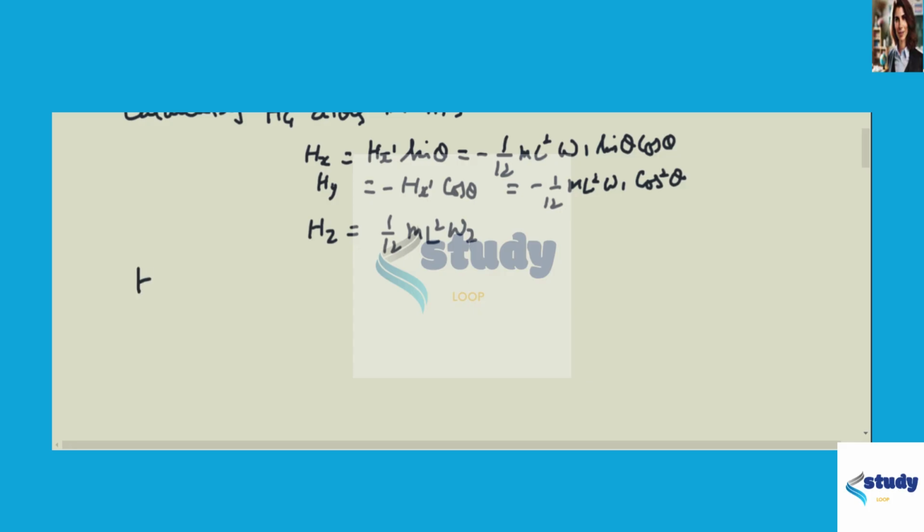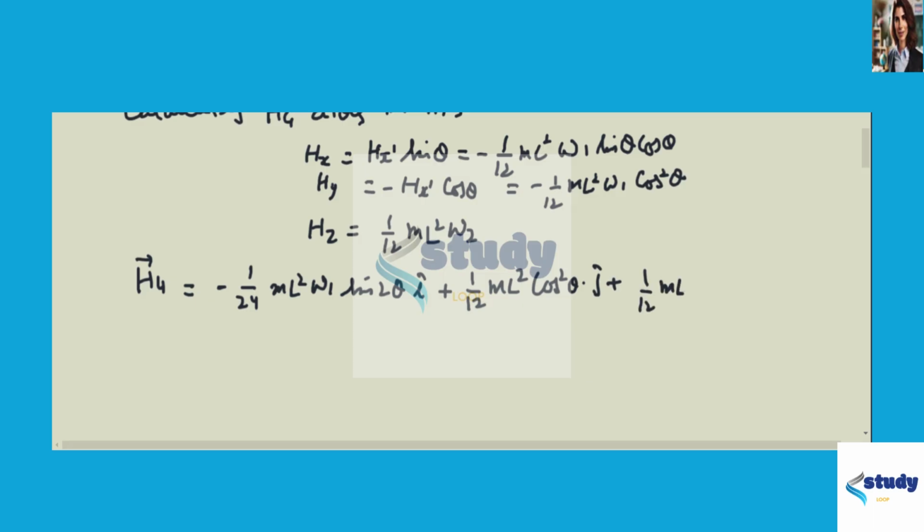So we can write angular momentum about the centroid G as minus 1 by 24 ml square omega 1 sin of 2 theta i cap, since sin 2 theta is 2 sin theta cos theta, minus 1 by 12 ml square omega 1 cos square theta j cap plus 1 by 12 ml square omega 2 k cap.